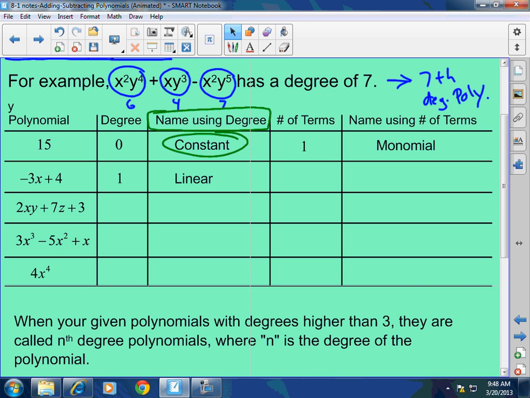Hey, how many terms? There's only 2 terms here, guys. That's a term, and 4 is a term. Terms are separated by plus or minus signs, so there are only 2 terms. What is the name of a 2-term polynomial? Very good. Okay, next. What's the degree?